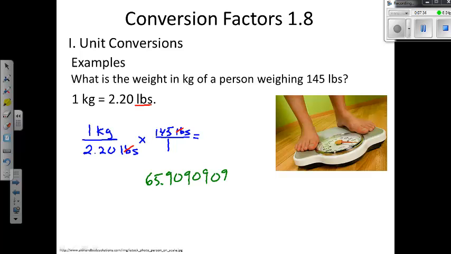Here we have to look again. A kilogram, we said that's an example of an exact number because we're using that as part of a conversion factor. But the other part of the conversion factor does have a certain number of significant figures. It has 3 significant figures, and 145 also has 3 significant figures. So I'm gonna cut that off at 3 significant figures, and I don't have to round it up. So it's 65.9 kilograms.